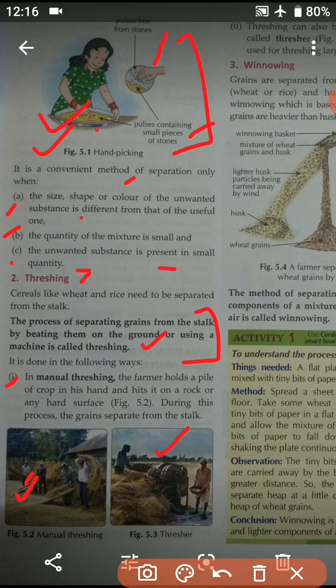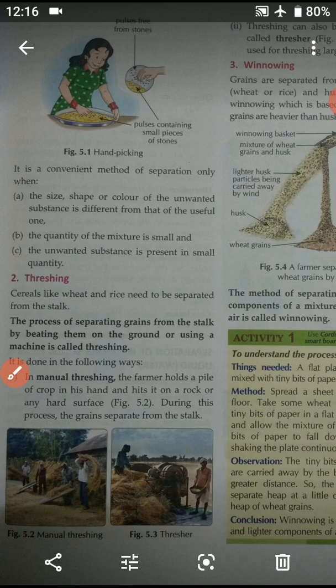The farmer holds a pile of crops in his hand and hits it on a rock or any hard surface. So you can see a farmer is holding a pile of crop in his hand, and then he will hit it on the rock or on the hard surface. During this process, the grain separates from the stalk. Okay. So by doing this, the farmer is able to separate the grain from the stalk. Students, this is the manual threshing, and this is by the machine.